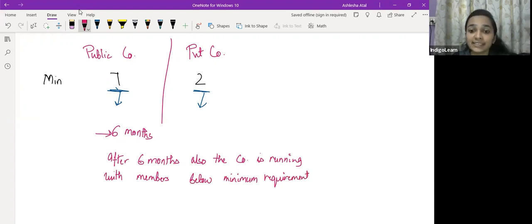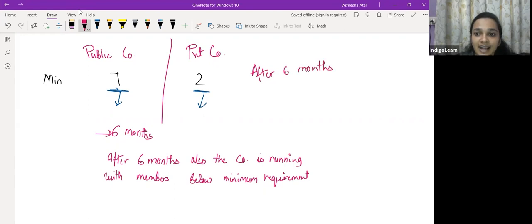So if after 6 months as well the company is running with members below the minimum requirement, तो situation में क्या होगा? उस situation में every member of the company, every director of the company who was in cognizance of this particular thing, matlab who was aware that the company is running with the number of members below the minimum requirement, वो सारे लोग जो भी होंगे जिसको ये पता होगा, वो लोगों को पर्सनली लायबल बना दिया जाएगा for all the debts of the company और for all the liabilities of the company which have been incurred after 6 months.